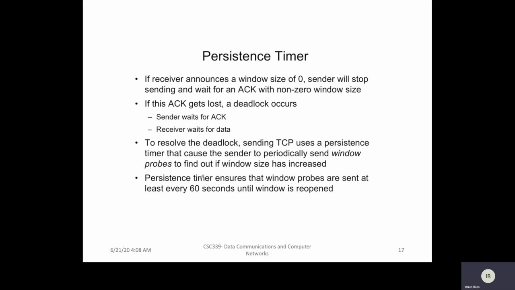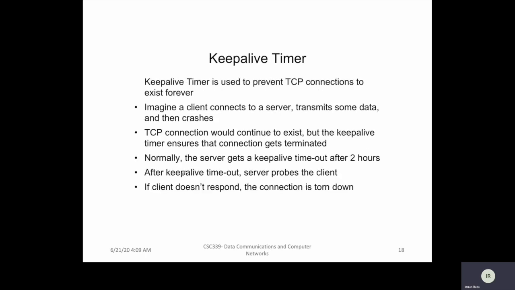Okay. So the next timer that is used by TCP is known as keep alive timer. The keep alive timer is used to prevent TCP connections from existing forever. There may be a case where a client connects to a server, transmits some data, and then crashes. But on the server side, the connection is still there. All the buffers and the variables are being maintained by the server. Normally the server gets a keep alive timeout after two hours. After keep alive timeout, the server probes the client, and if the client has crashed and there's no response from the client, the connection is terminated.